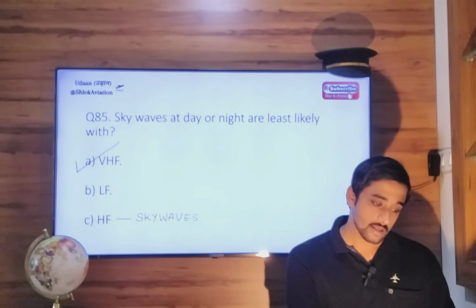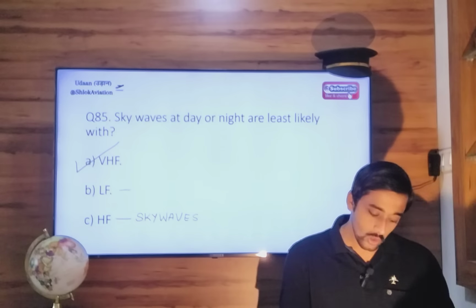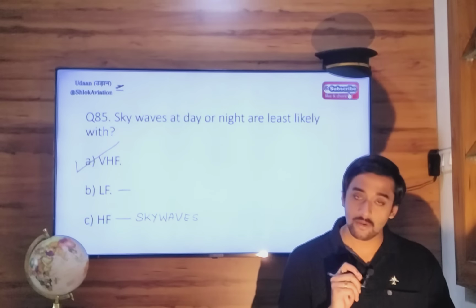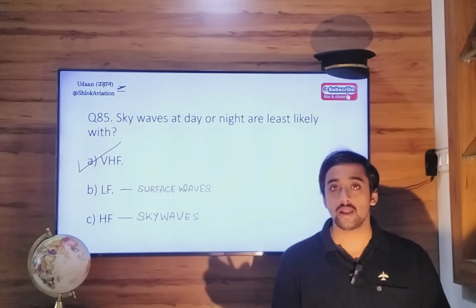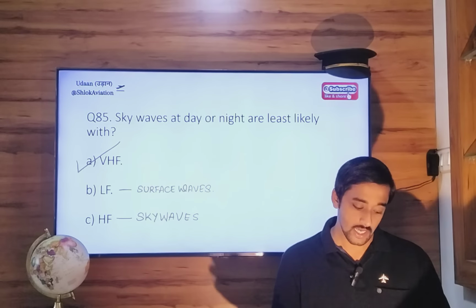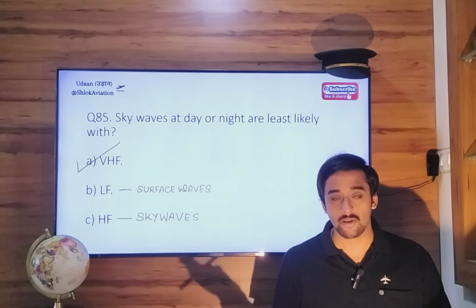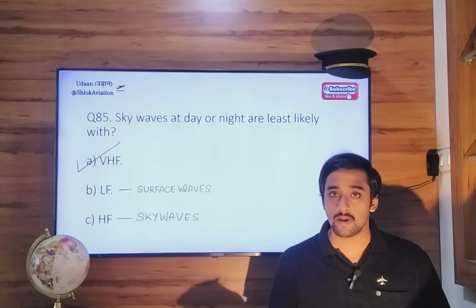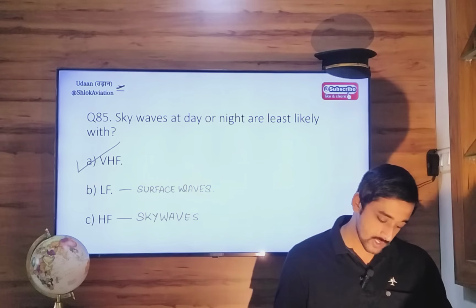After that you have to remember, in case of low frequency, you do get sky waves, but the main or the primary mode of propagation is surface wave. So the main odd one out here is very high frequency. You will not get sky waves in the very high frequency band, starting from very high frequency band, ultra high frequency band, super high frequency band, and so on. So option A is where you are least likely to find sky waves.